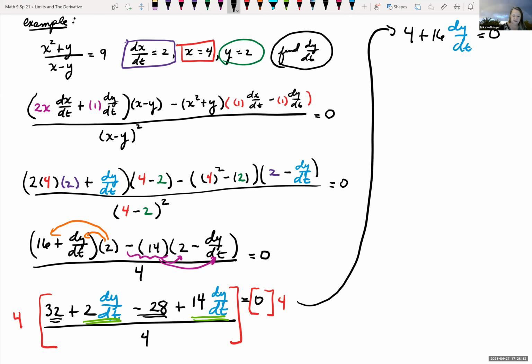Let's get dy/dt by itself. We would subtract 4 on both sides. So you have 16 dy/dt equals negative 4, and then divide both sides by 16. So we have that dy/dt is equal to, well, we can reduce negative 4 over 16. So that's negative 1/4.